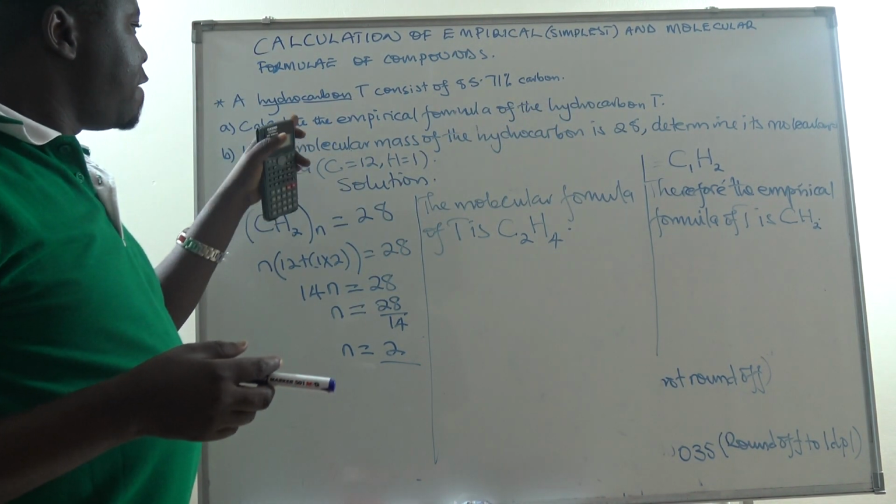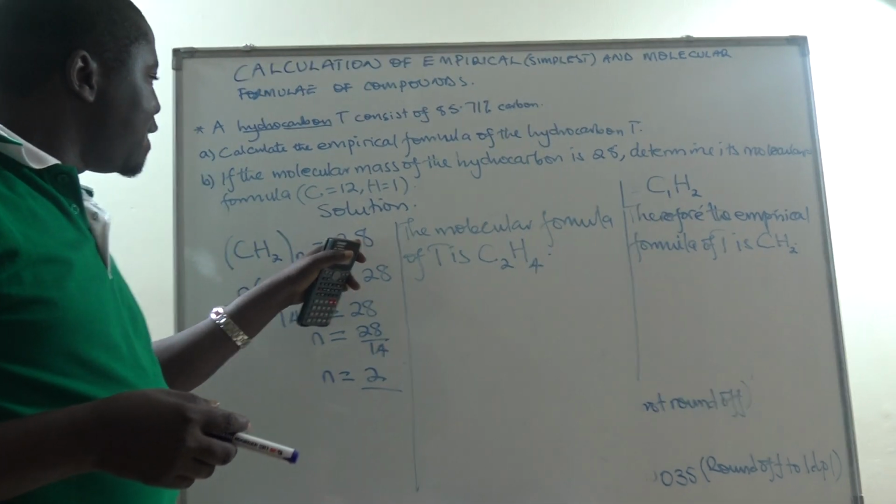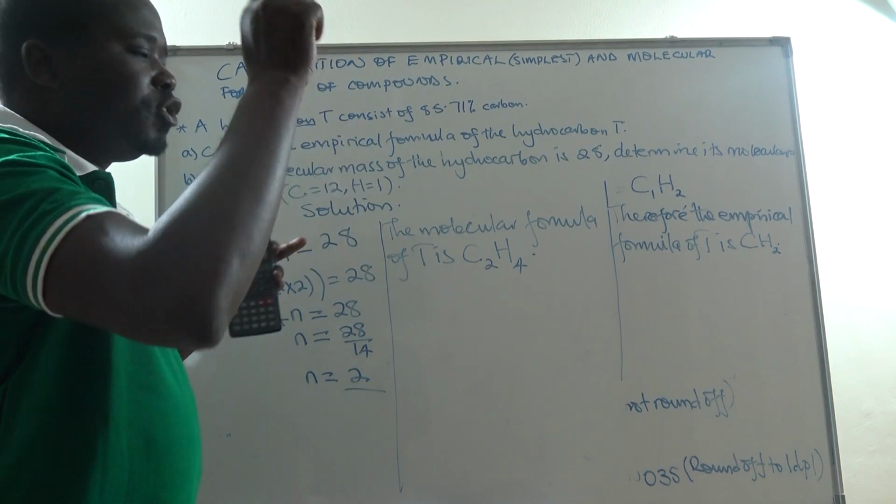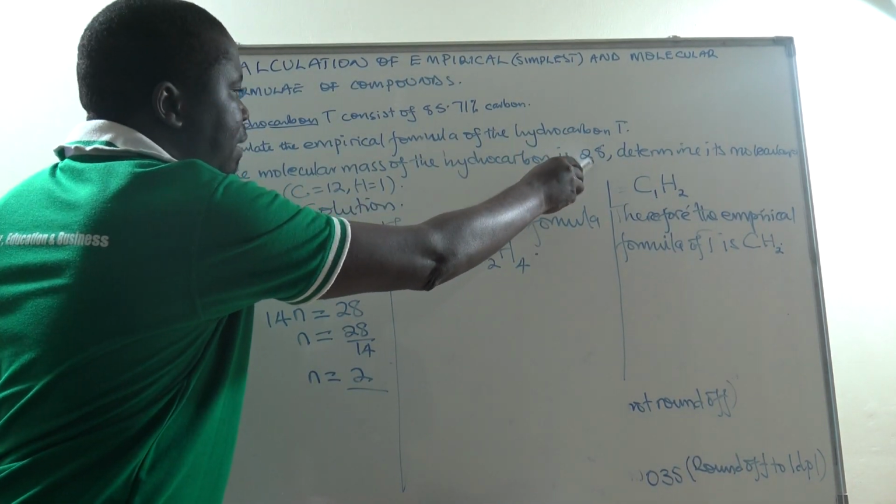Remember, if it was the vapor density, then we would multiply the vapor density. If this one was the vapor density, we would multiply it by 2 to get the value of the molecular mass of the compound.